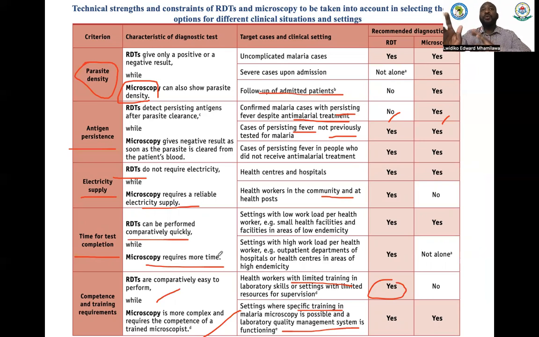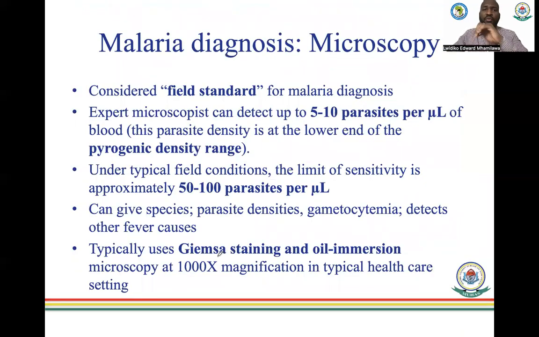But when it comes to research level, that's when you use nucleic acid amplification tests. Microscopy, as I've previously mentioned, is considered the field gold standard. With expert microscopists, you can be as sensitive as 5 to 10 parasites per microliter, but in most field settings, you will not be able to achieve that level of precision in daily routine. So you're looking at a limit of 100 parasites per microliter. And there are other advantages that we mentioned. It usually uses Giemsa staining and oil immersion microscopy at 1000x magnification.